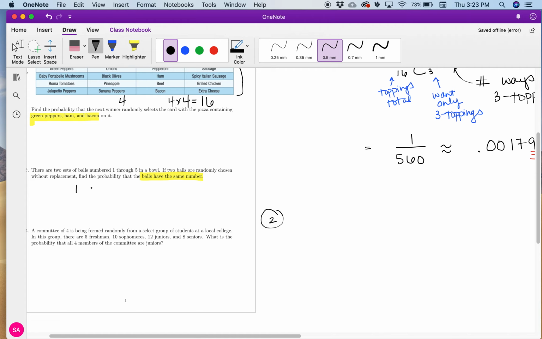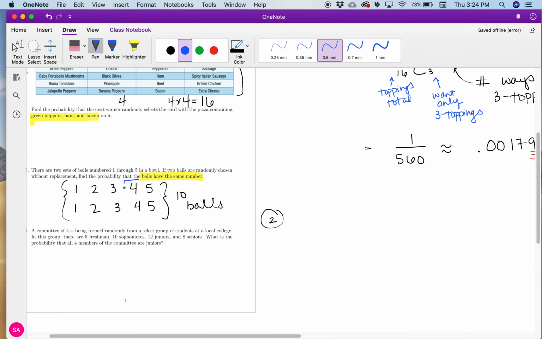So I'm going to write out there's 2 sets of balls numbered 1 through 5. These are all the balls that are in that bowl. We have this first set numbered 1 through 5 and this second set numbered 1 through 5. So there's a total of 10 balls, right? And they're not concerned with picking out a 4 first and then picking out a 2. They don't care. They want to know that we pick out the same number, and really order doesn't matter, right?